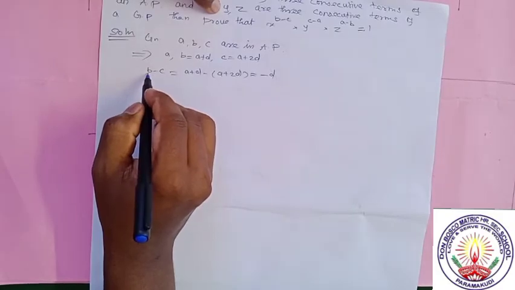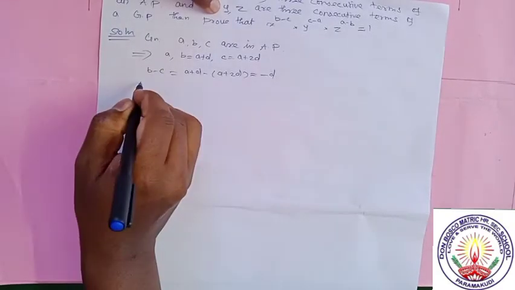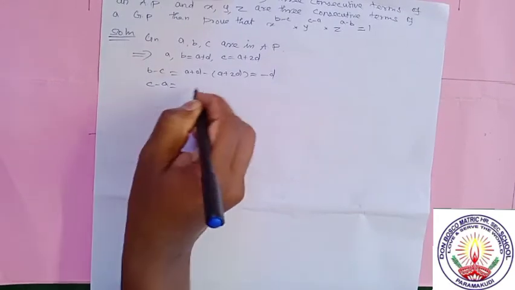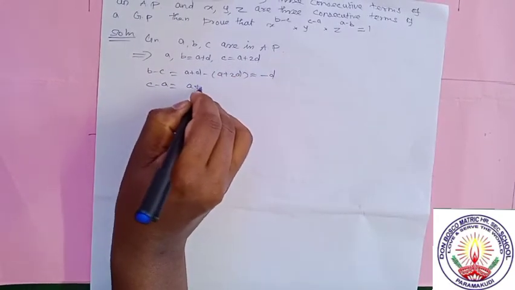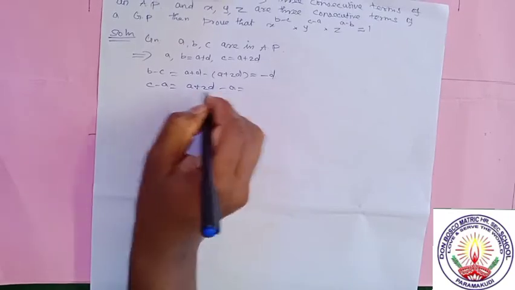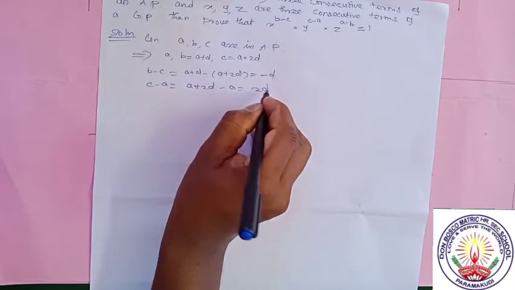Third term minus second term, that is D. Second term minus third term, that is minus D. Like that. Second one, C minus A. C minus A means C is equal to A plus 2D, minus A is equal to A. So A cancels, and it is plus 2D.